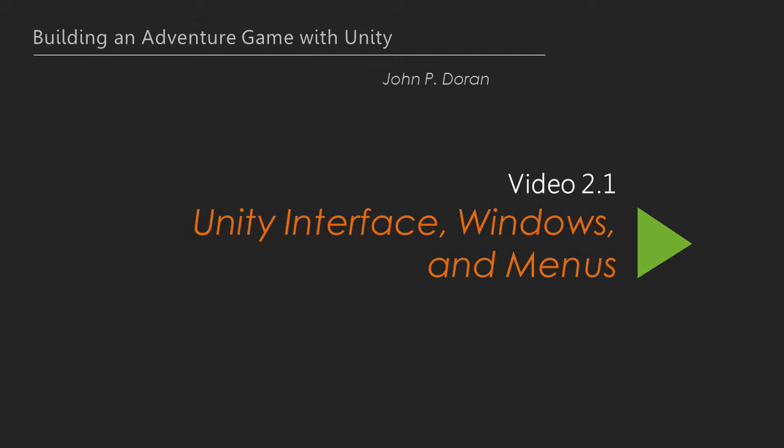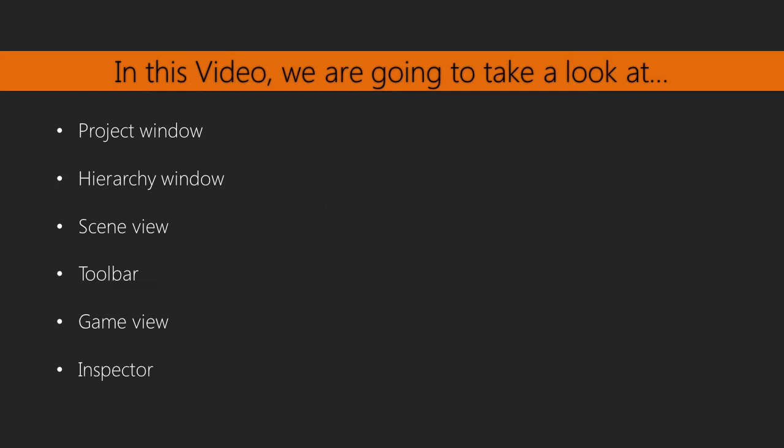For this first video, we're going to be exploring Unity's interface, windows, and menus to become familiar with how it works. Now, specifically, we're going to take a look at the project window, the hierarchy window, the scene view, the toolbar, the game view, and the inspector. So with that, let's get started.